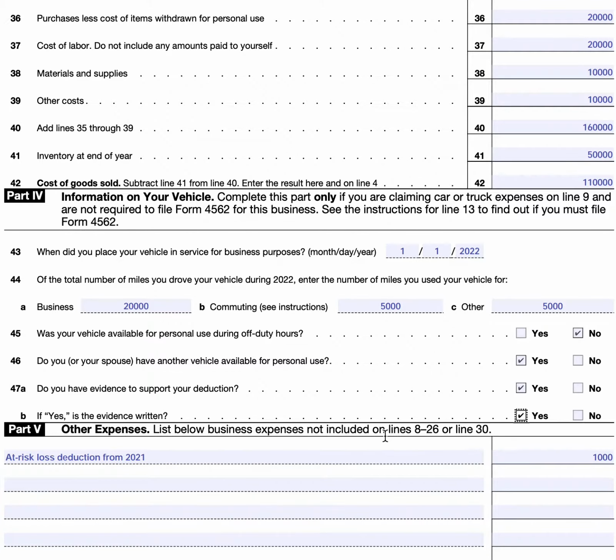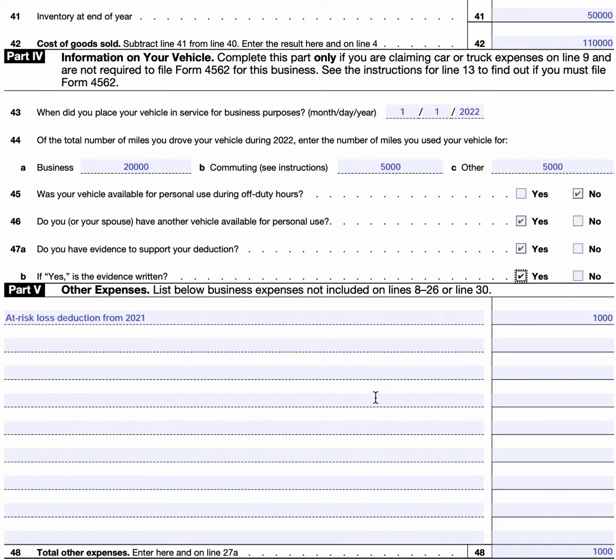So in part 5, basically we're entering any other expenses that would not be included. This could include amortization or the at-risk deduction. In this case, this was a previously disallowed at-risk loss deduction from the previous tax year because of the at-risk rule, so it was carried forward, and he's now able to deduct that here. Realistically that wouldn't apply since we did check the box that said all of his investment was at risk, but that was kind of the illustrative example.